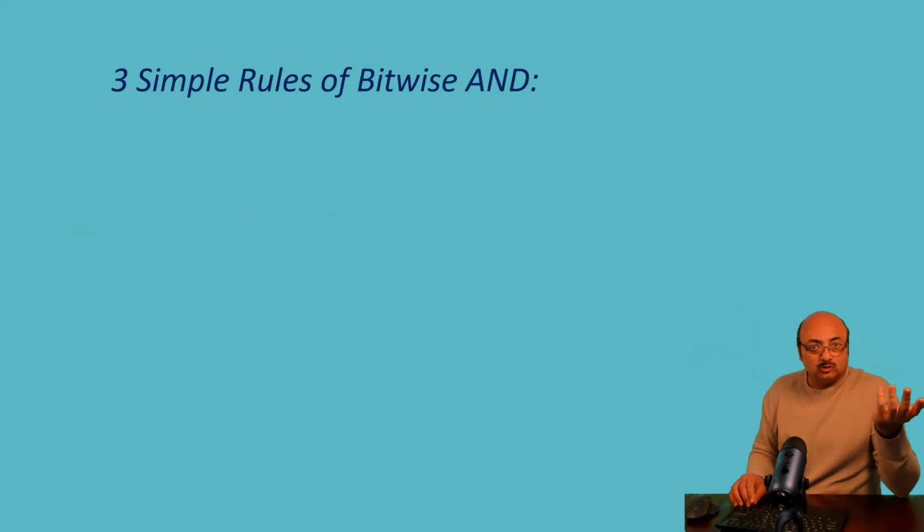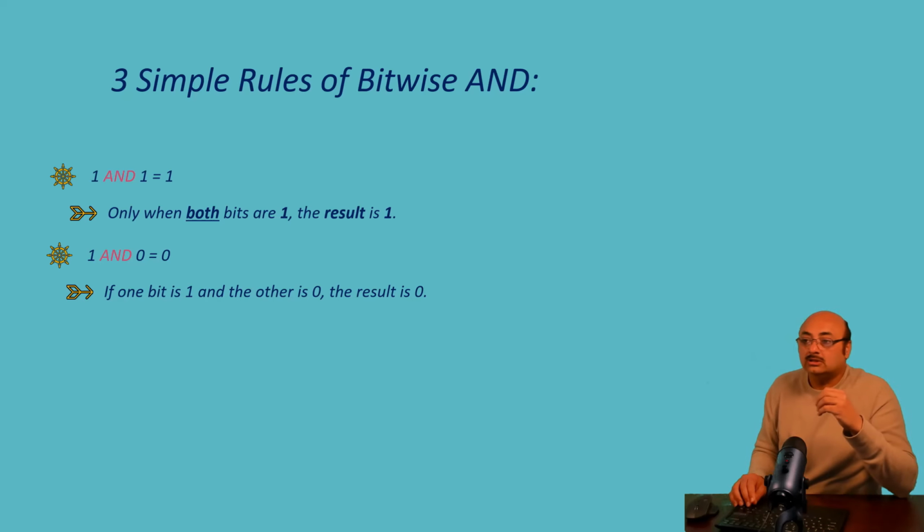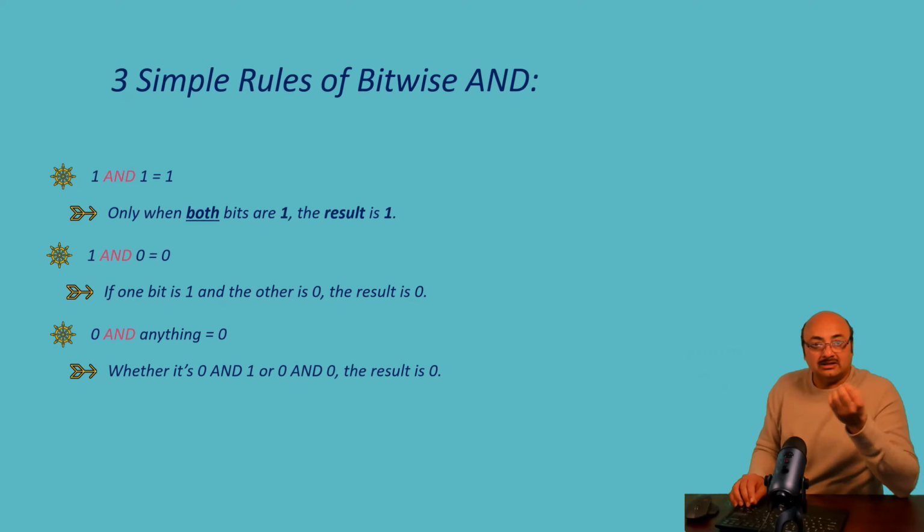Well, there are 3 simple rules, and the first rule is when an AND operation is carried out between a binary 1 and another binary 1, the result is 1. Second rule, an AND operation carried out between a binary 1 and 0 results in a 0. And finally, if an AND operation is carried out between 0 and anything, the result is 0. Now 0 and anything could be 0 and 0 or 0 and 1. The result is 0. Let us take a simple example to understand this concept further.